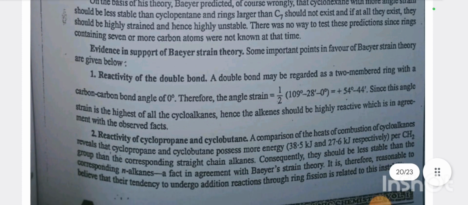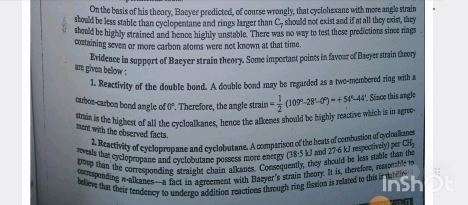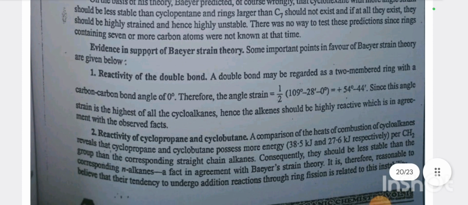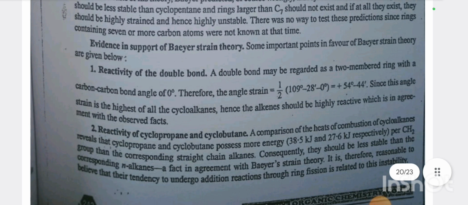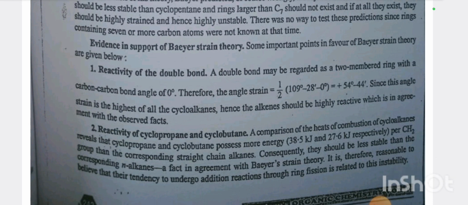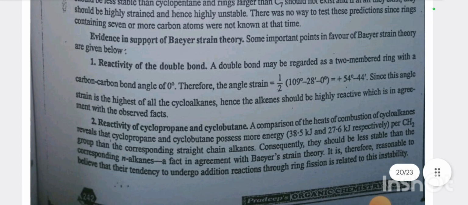On the basis of his theory, Baeyer predicted, of course wrongly, that cyclohexane with more angle strain should be less stable than cyclopentane. Rings larger than C7 should not exist, and if they exist, they should be highly strained and hence highly unstable. There was no way to test this prediction since rings containing 7 or more carbon atoms were not known at that time.